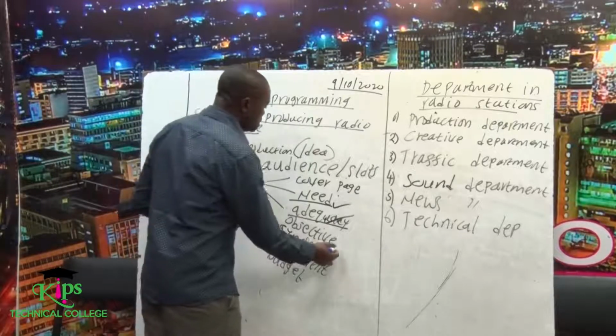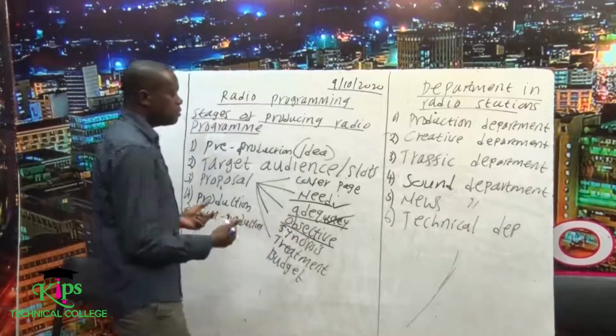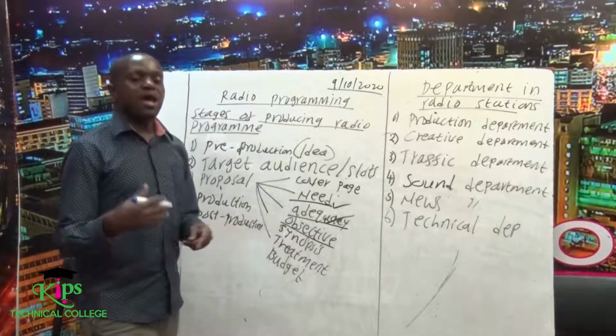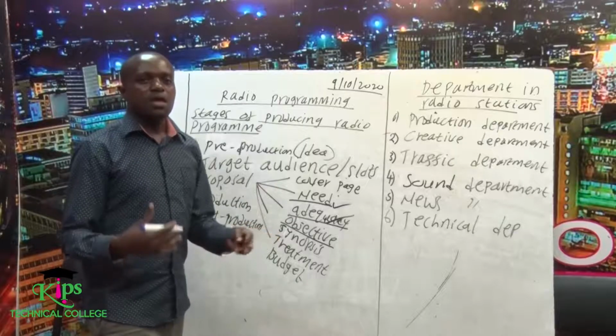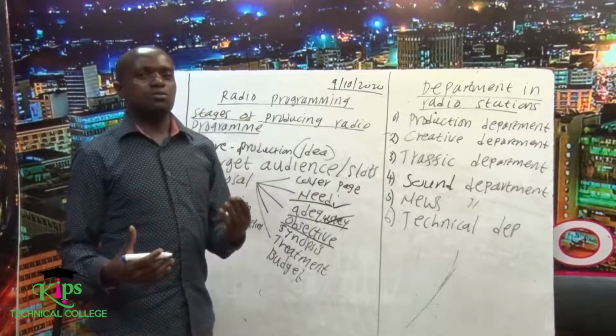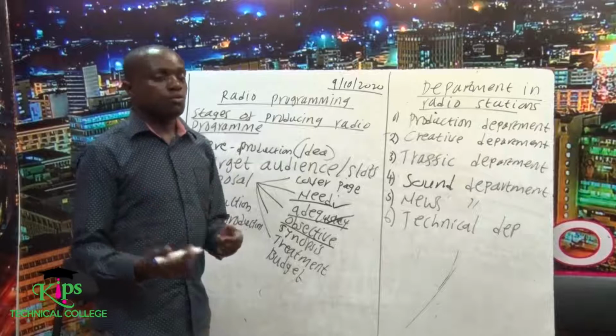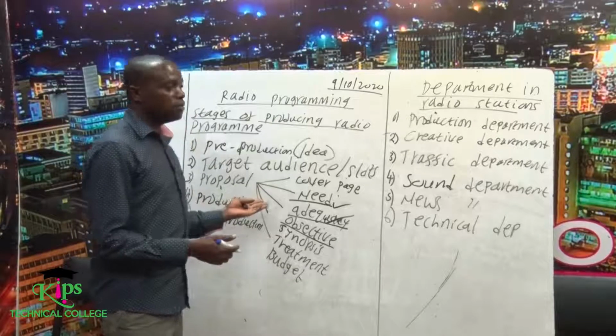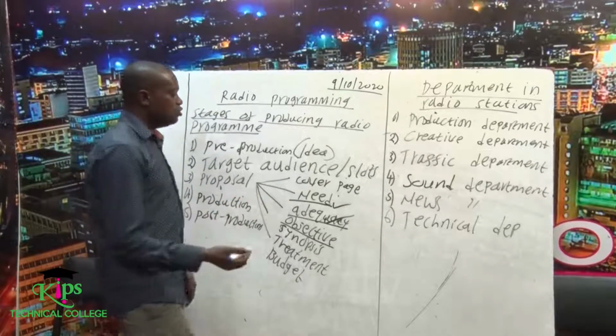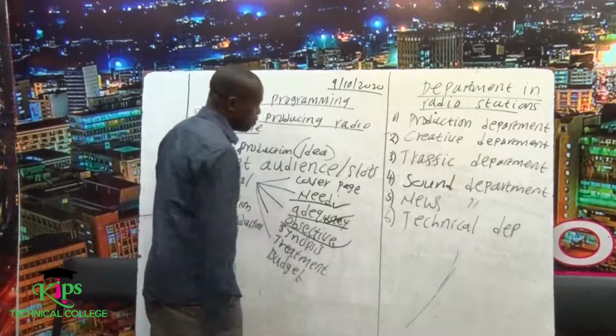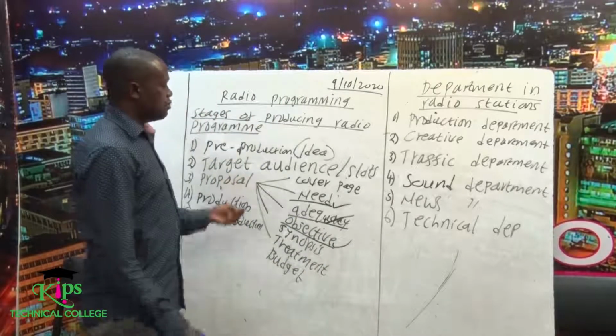Then it's still an objective. You need to inform us the purpose of this particular program, or why you are coming up with this program, and why you are having these targeted audiences at this particular time, in order to inform them, either to educate them or to entertain them. So you need to tell us the objective of your program in the proposal stage.